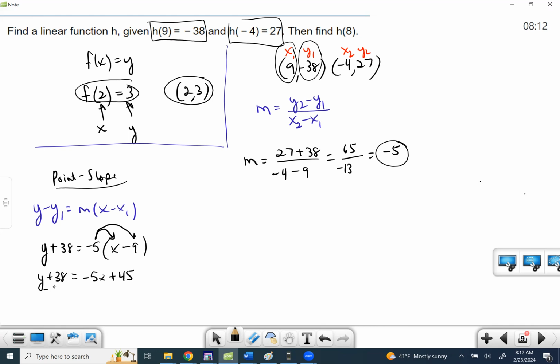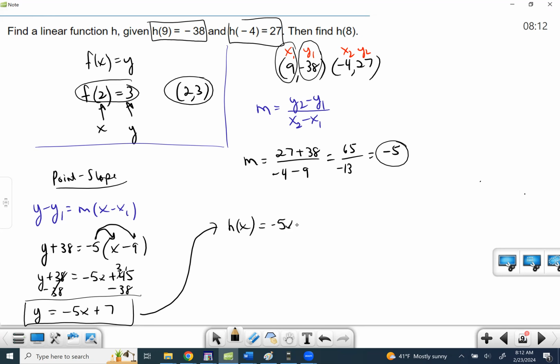Then we're going to go ahead and try to get y by itself. So take away 38, take away 38. The y's, these cancel. So you get negative 5x, and let me borrow or regroup, whatever it's called. So 45 minus 38, this will be positive 7. All right, so that's the first part. Now, they won't call it y. It says in the directions, find a linear function h. So instead of saying y equals, we're going to say h of x equals that function.